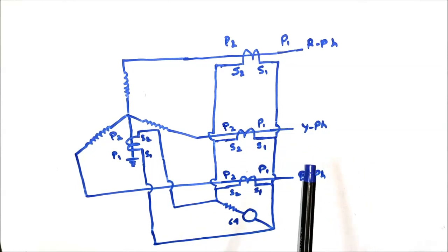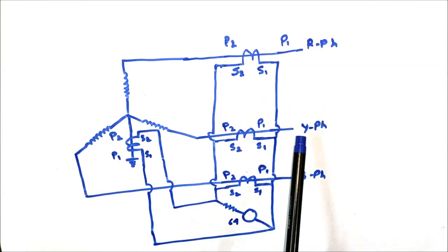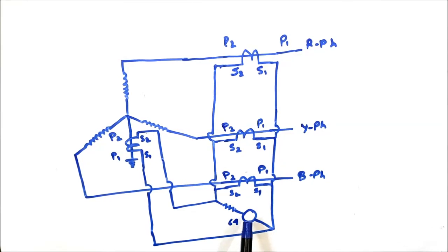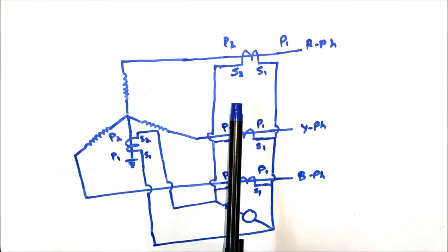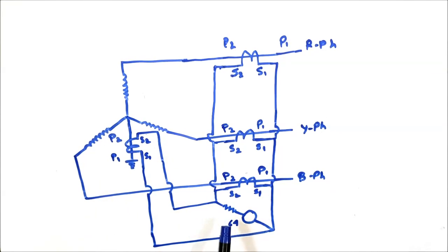Now for the secondary side, all the S1 terminals for red phase, yellow phase and blue phase are shorted together, and also the NCT's S1 terminal is shorted together and fed to one end of the REF relay. All the S2 terminals of red phase, yellow phase and blue phase and the NCT's S2 terminal are shorted together and fed to the other end of the relay.